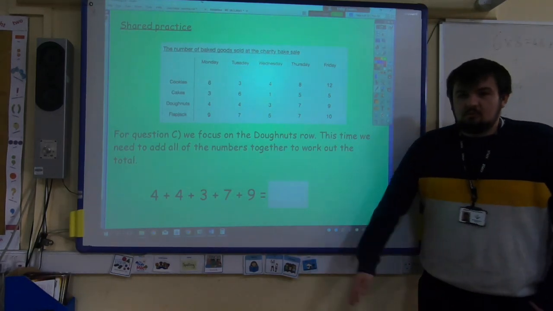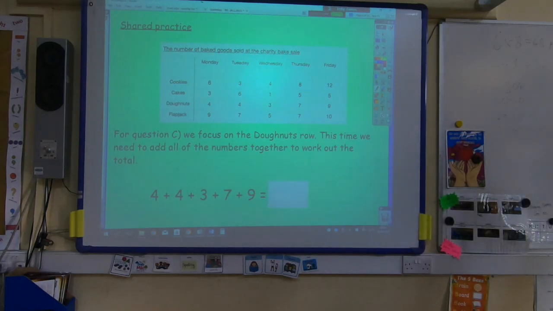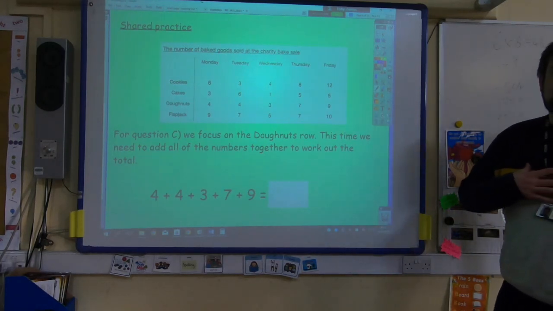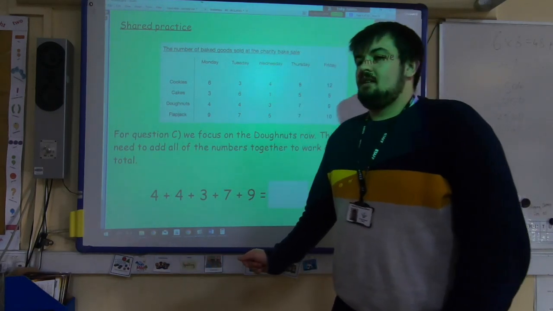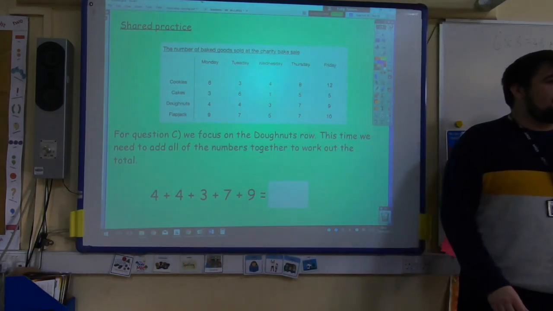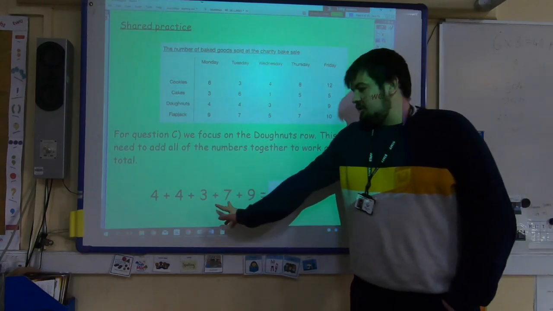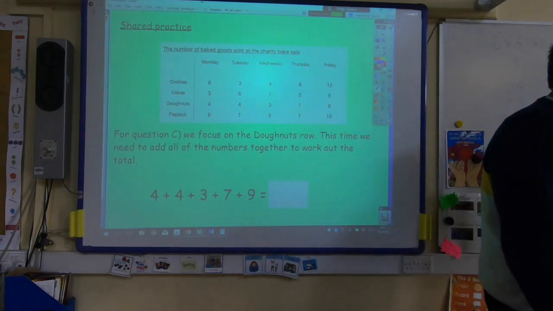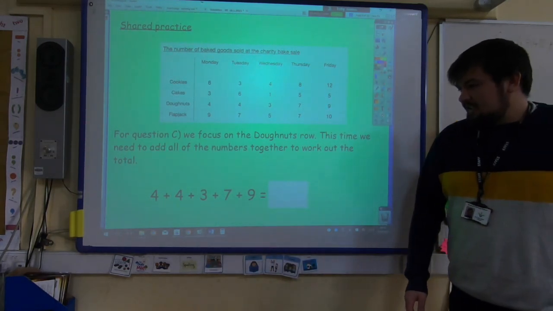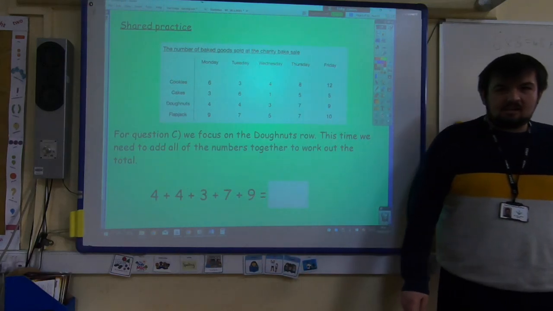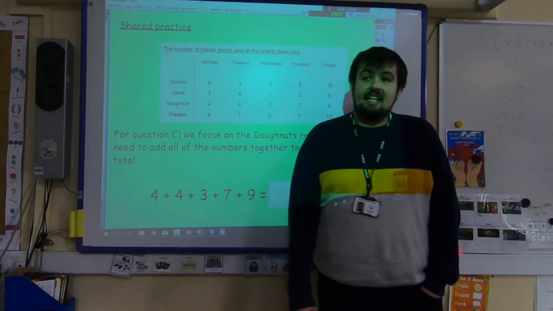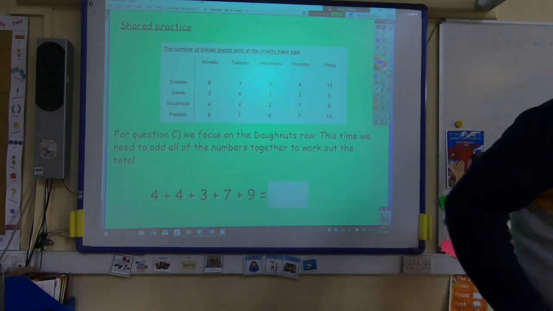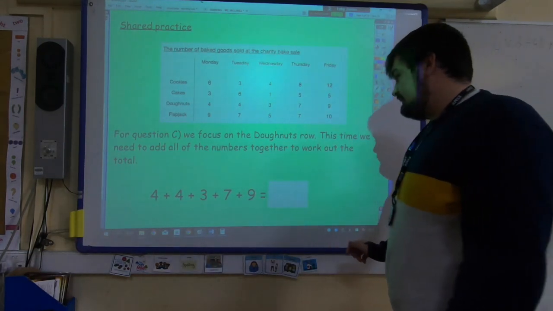So there's lots of different ways that we can do this. Mr. James likes to do this. I know my number bonds, so I like to do my number bonds first. So I know that 3 and 7 together, I've got 10 already. I can add my 9, which is going to give me 19. And then what's 4 and 4 together? They make 8, so 19 add 8. Well, my answer is 27.